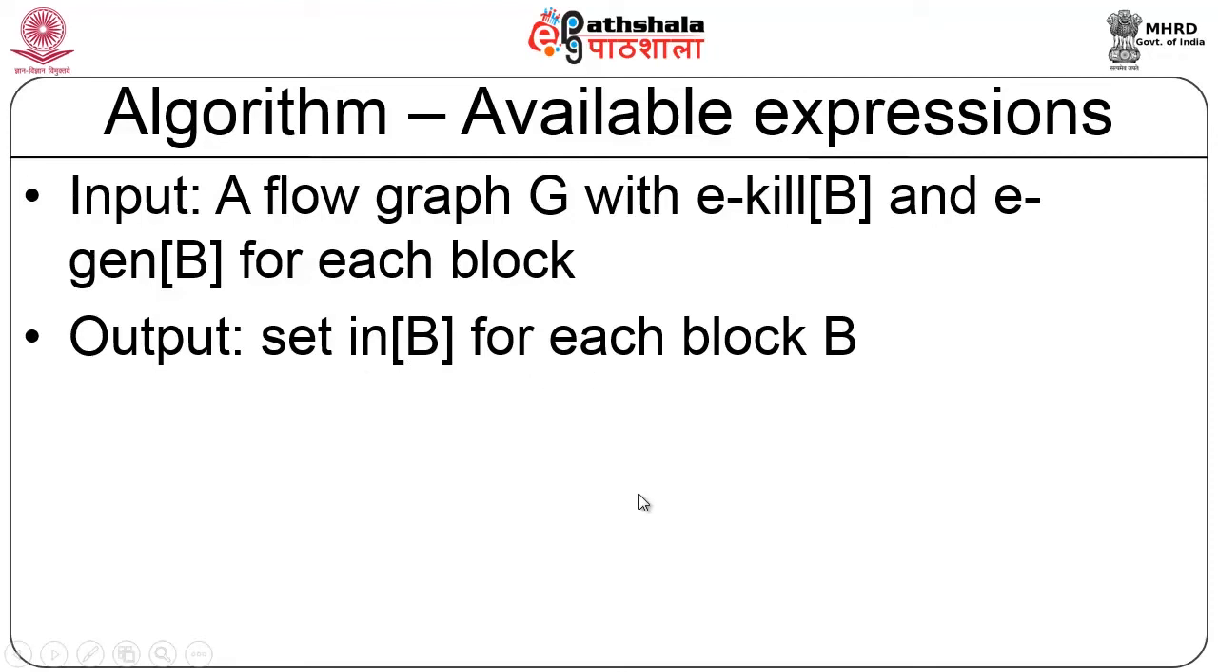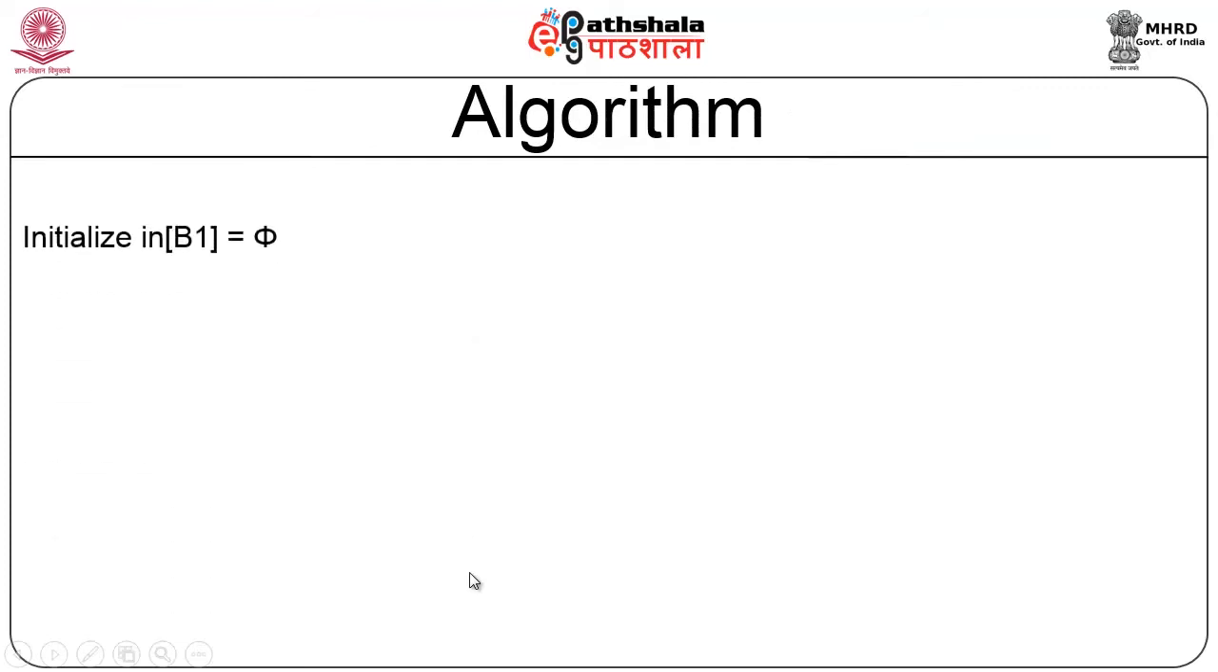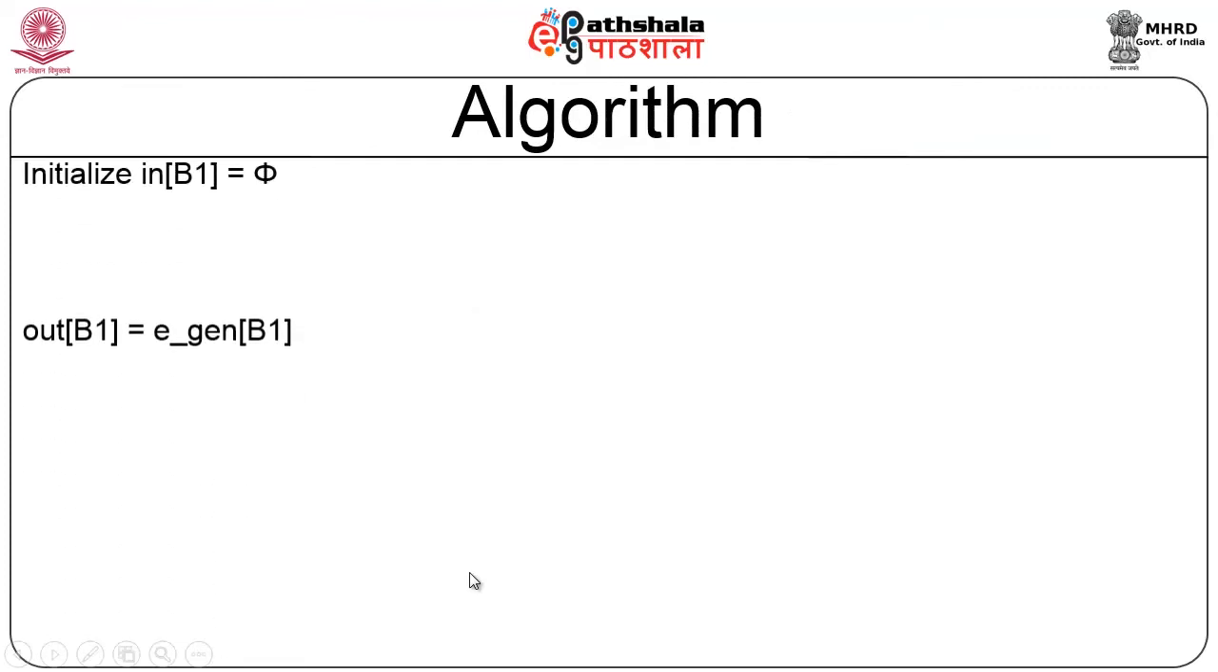Okay. So, output will be the in of every block, because we want to know what expressions are available at a particular point of time to avoid recomputation. Okay. So, in will be given as the output from the algorithm. So, in of B1 is null and out of B1 is equal to E gen of B1. So, this is the first statement assumption only. I am not assuming for all blocks of B as we did in the reaching definition situation.